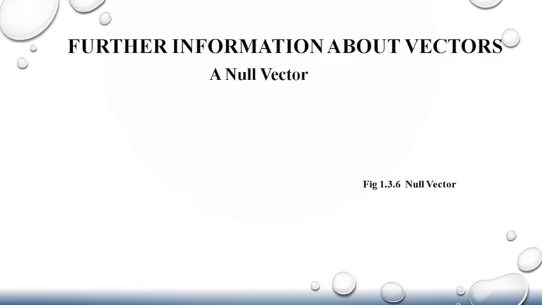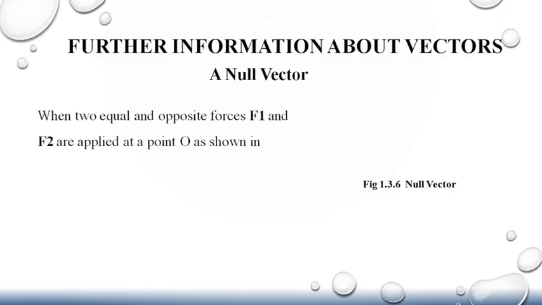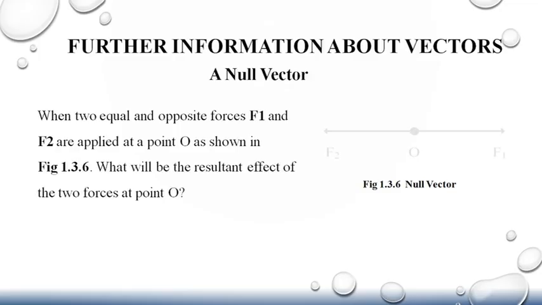Null vector. When equal and opposite vectors F1 and F2 are applied to a point O, as shown in figure 136, what will be the resultant effect of the two forces at point O?